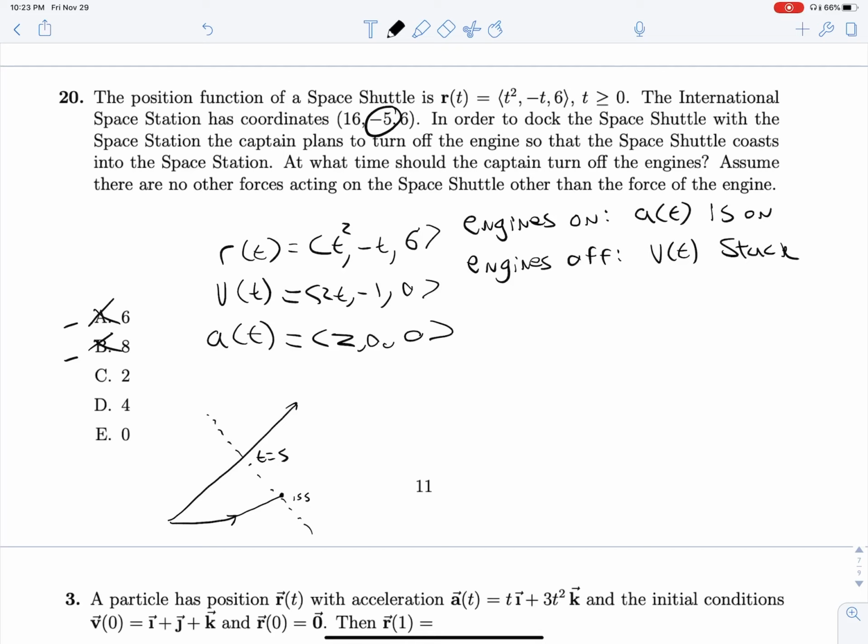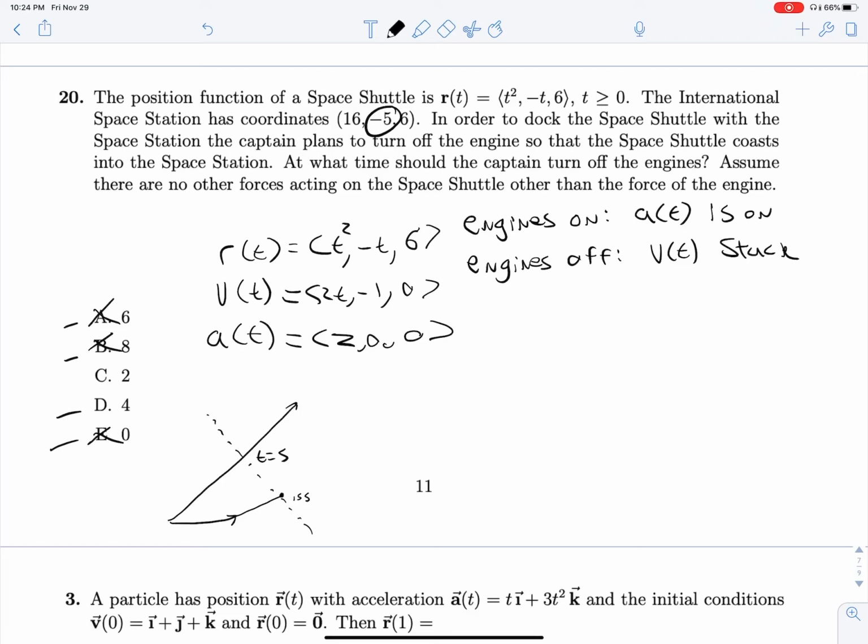What happens if we shut off our engines at t equals 0? Well, if we do that, then our velocity for the rest of our trip is going to be 0, comma, -1, comma, 0, which means our position function is never going to move in the x plane, and so we're never going to align both of our coordinates with the space station.